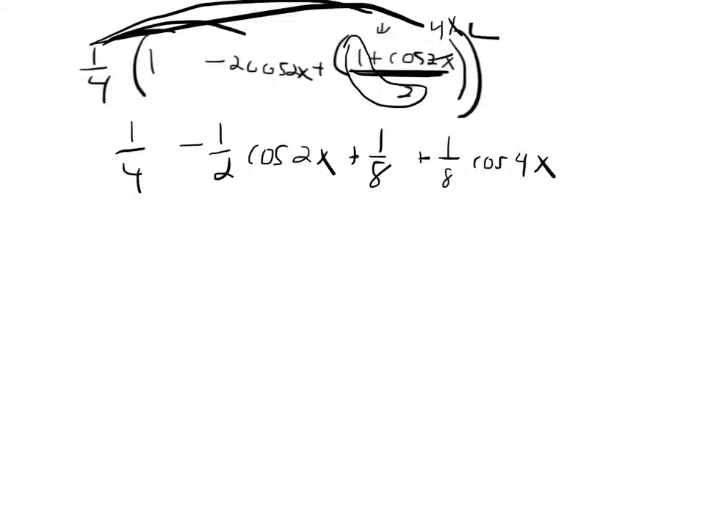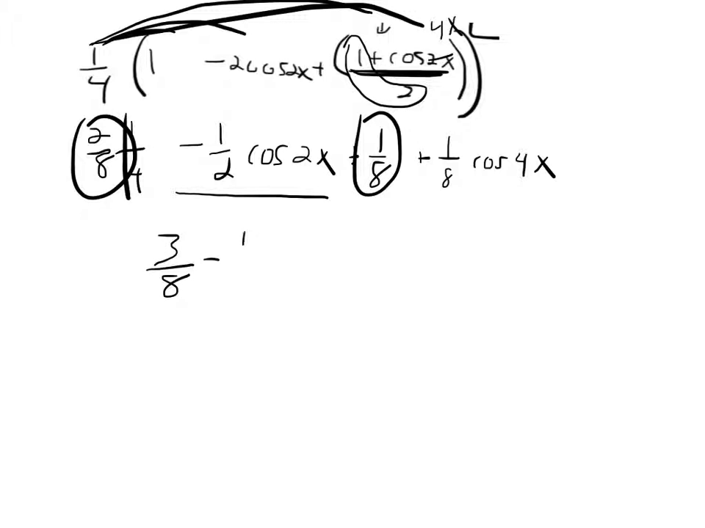Now, what can I clean up? 1/4 is 2/8. 2/8 and 1/8 is 3/8. I have 3/8 minus 1/2 cosine of 2x plus 1/8 cosine of 4x. This would be an answer.